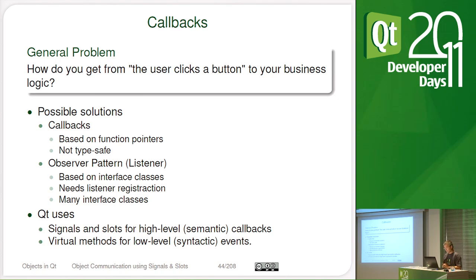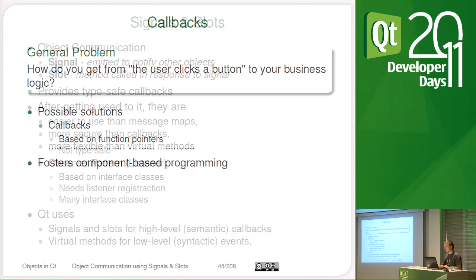You can also implement an observer pattern where you have a publisher and a subscriber. But this is also a lot of work to do because you have to register and deregister for your specific events. And Qt uses signals and slots for high-level semantic callbacks, and it uses events for low-level semantic events. And we will see what the difference is.